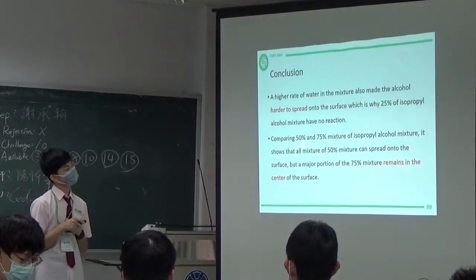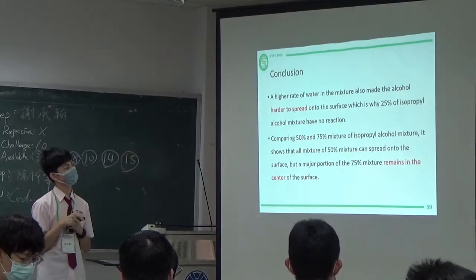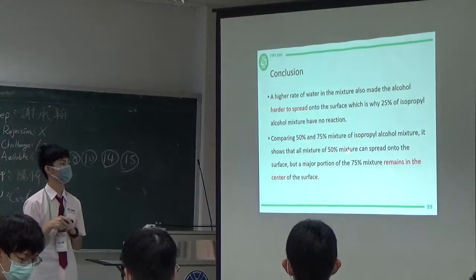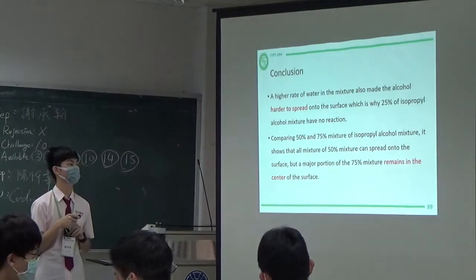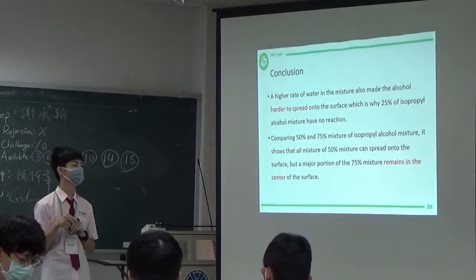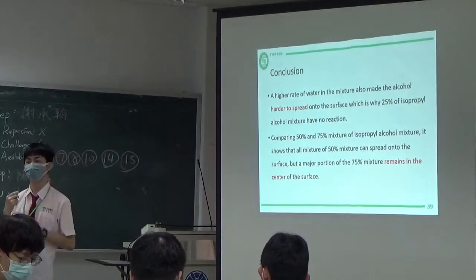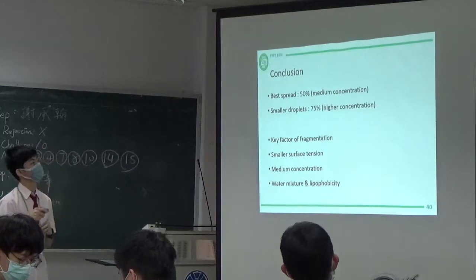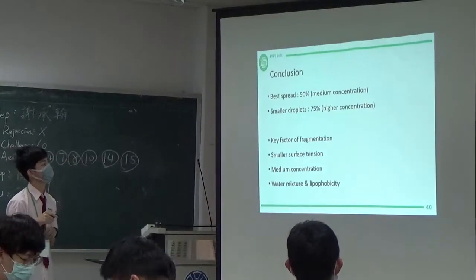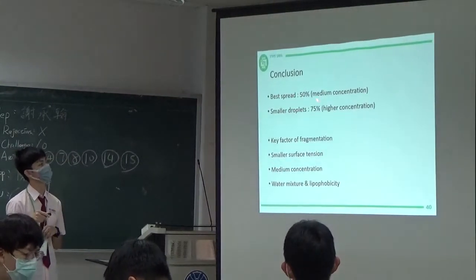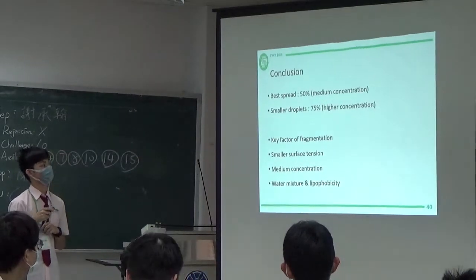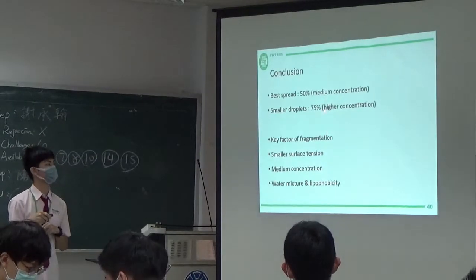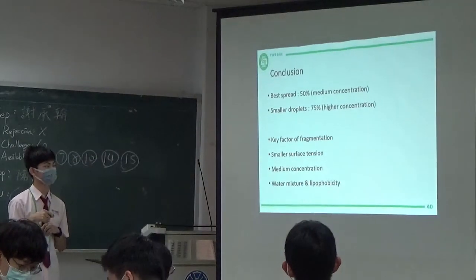Comparing the 50% and 75% isopropyl alcohol mixtures, it shows that all of the 50% mixture can spread onto the surface, but a major portion of the 75% remains in the center of the surface, which we just talked about the reason. And last, I conclude some key factors of our fragmentation: we have a fast spread at the medium concentration, and we got smaller droplets if we increase the concentration of our alcohol mixture.